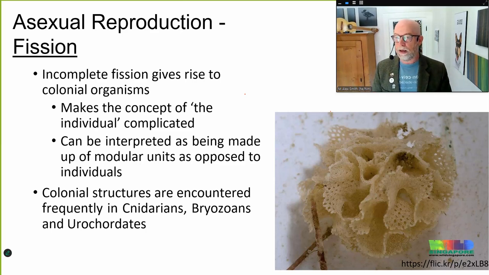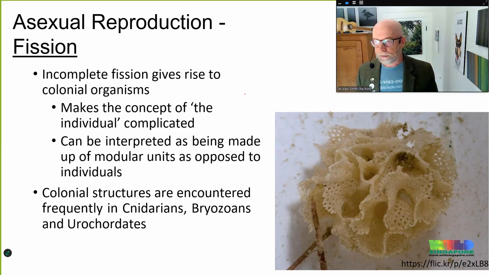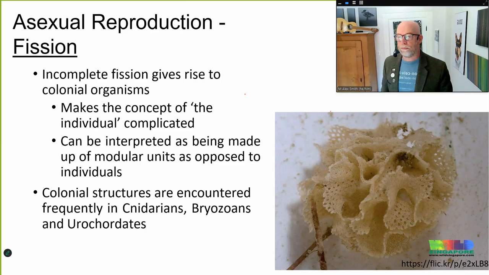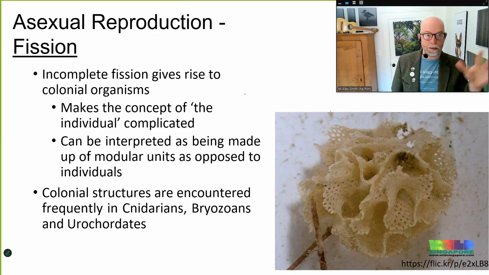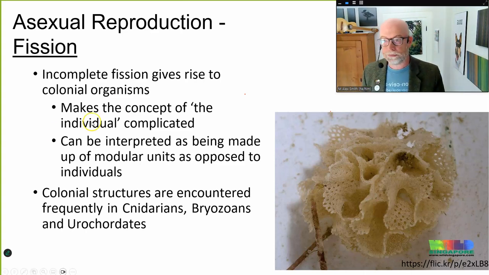If we can't interpret that at a coarse level, if they're made up of modular units as opposed to individuals, then if those modular units are not affected as individuals by whatever selective event is happening, it's going to be most efficient to model the individual as the colony, not as the component.